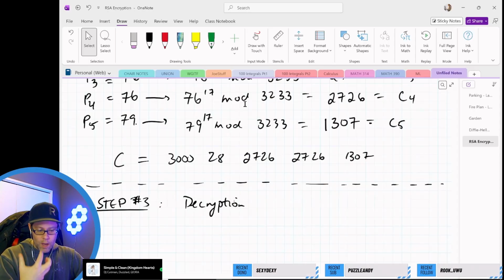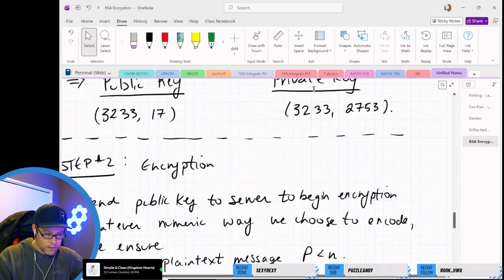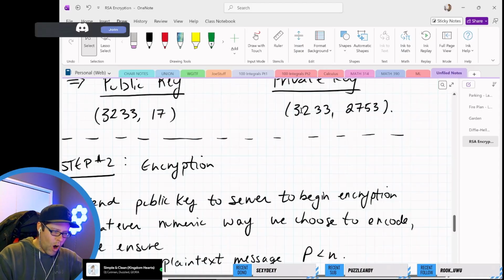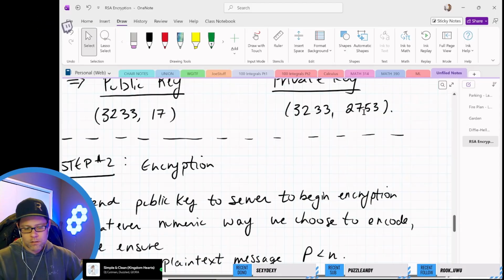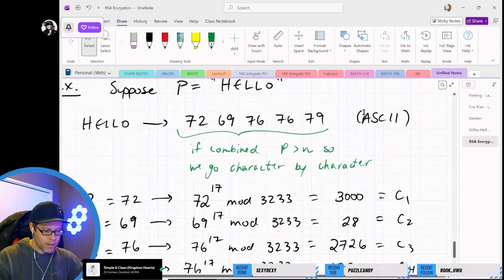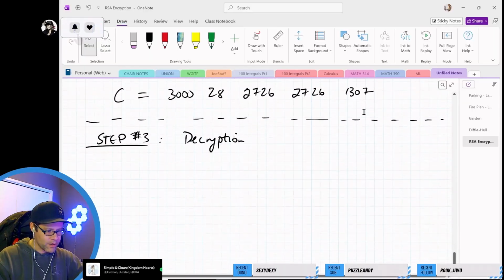When this information comes back to the individual, or back to where the client side is, we have the inverse, which is 2,753. So we have the inverse of 17, mod phi of n, but maybe it's not super obvious why this particular number is going to help us decrypt these values that we got. So how does that all connect together?